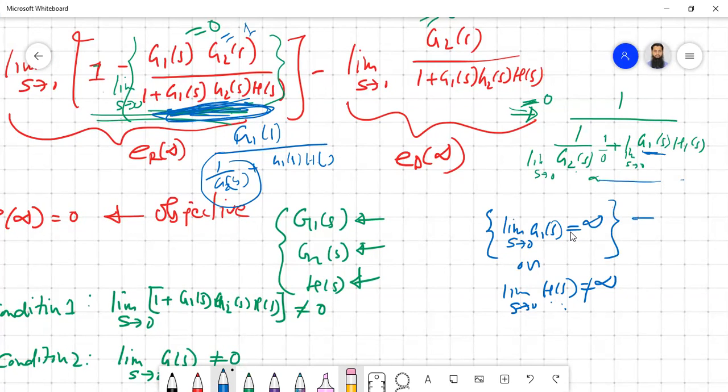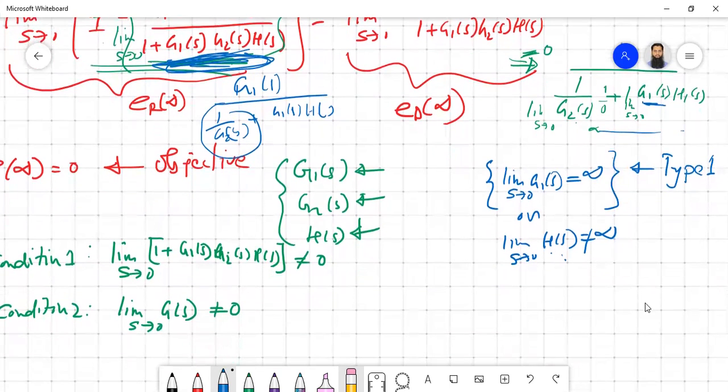And this only becomes zero if the type is one. For the step response, if the type is zero, you get some constant value. If the type is one, then one by s becomes zero, so one by zero becomes infinity. This is why G1 has to be type one. If G1 is type one, what about G2? G2 is neither infinity nor zero, so it has to be type zero.